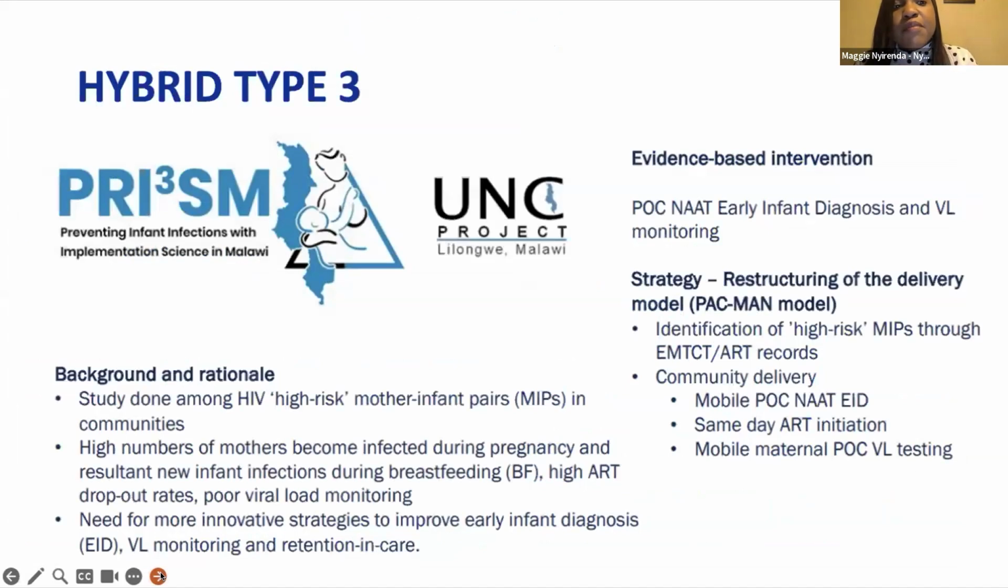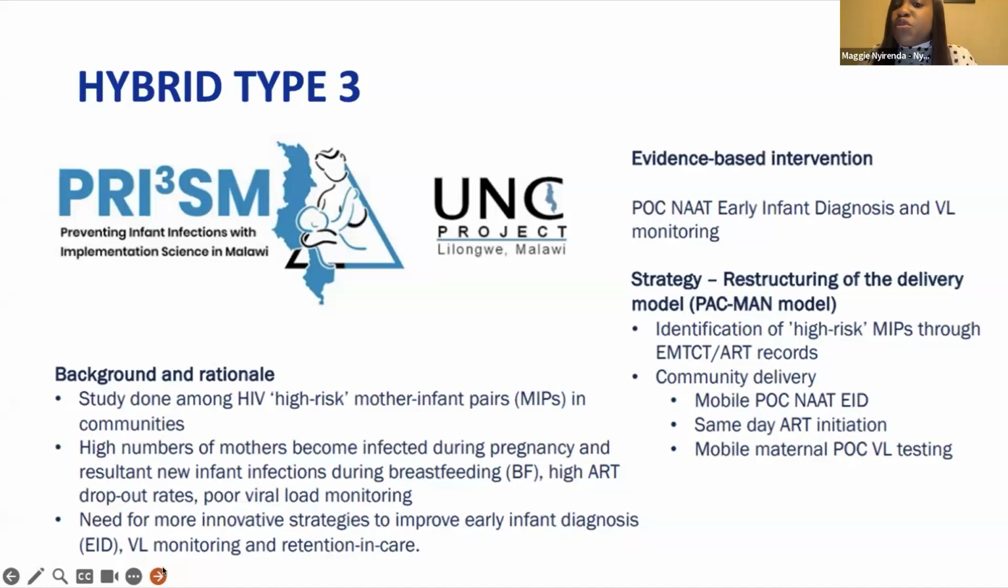The last example I'll give of a hybrid type 3 is the use of this study PRISM. PRISM is preventing infant infections with implementation science in Malawi. It has 3 studies, but we'll focus on just one, which will be linked to the first study that I shared on using CEPED expert whole blood protocol, using a point of care test, which is the CEPED gene expert machine. We already know that we still have a high number of high-risk mother-infant pairs in our communities, and high numbers of mothers become infected during pregnancy, and resultant new infant infections occur during breastfeeding. And there's also high ART dropouts and poor viral monitoring.